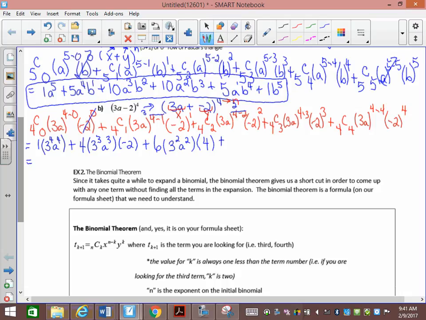Plus, 4 choose 3 is 4. What am I on? I'm this one, right? 3a to the 1, so it's going to be 3 to the 1, a to the 1, so I'm just going to write 3a. Negative 2 to the 3 is negative 8. 4 choose 4 is 1. 3a to the 0, so that just cancels. Negative 2 to the 4 is positive 16.